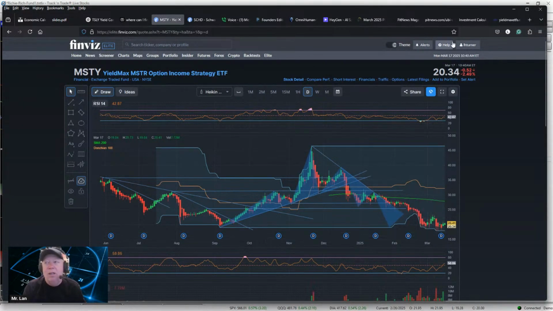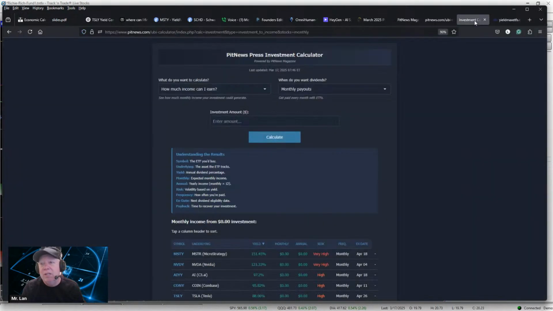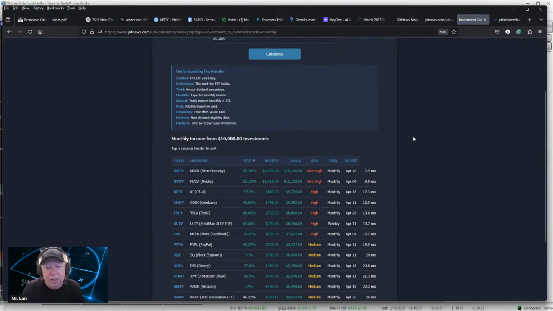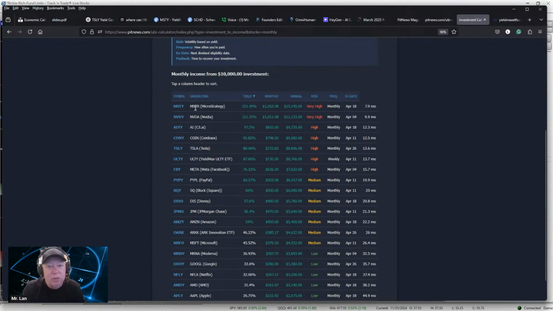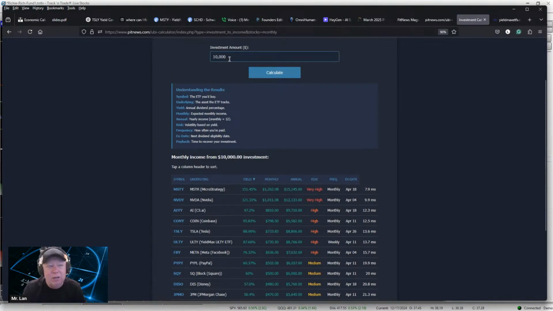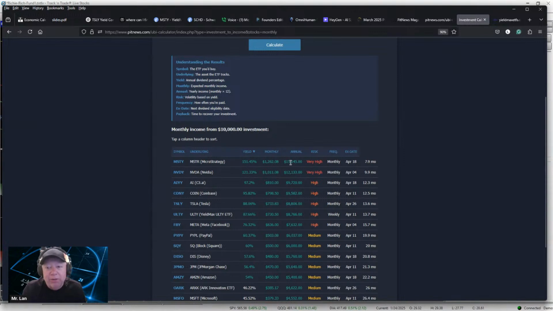Let's go over to the Pitt News Magazine calculator. Where is my Pitt News Magazine calculator? There it is. So if we come in here and we say, how much income can I earn on monthly payout if I put in $10,000, and I go calculate, and then we slide down here. There's MSTY right at the top. That's the one we just looked at. MSTR is the underlying. So a yield of 151.45 monthly would be $1,262 on a $10,000 investment. Wow. That would be $15,000 annually.